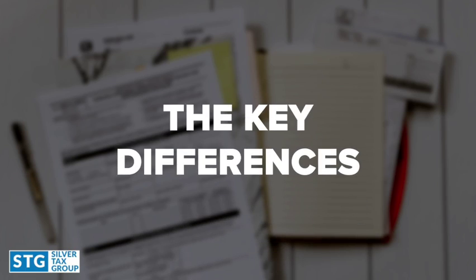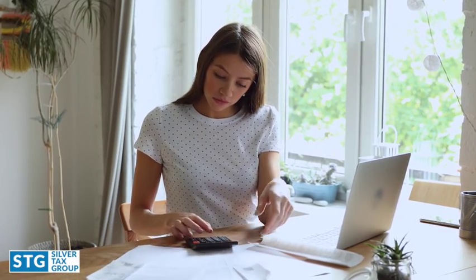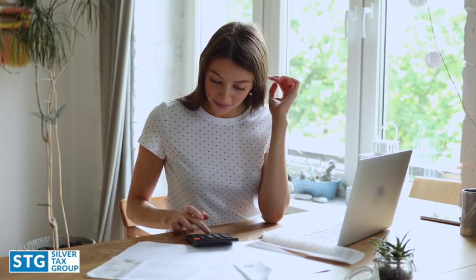The key differences. The main difference between the two forms is that Form 940 doesn't apply to companies who don't have employees working for them. These business owners are still responsible for paying state unemployment tax, though. Additionally, Form 940 is required to be filed annually, while business owners must file Form 941 quarterly.